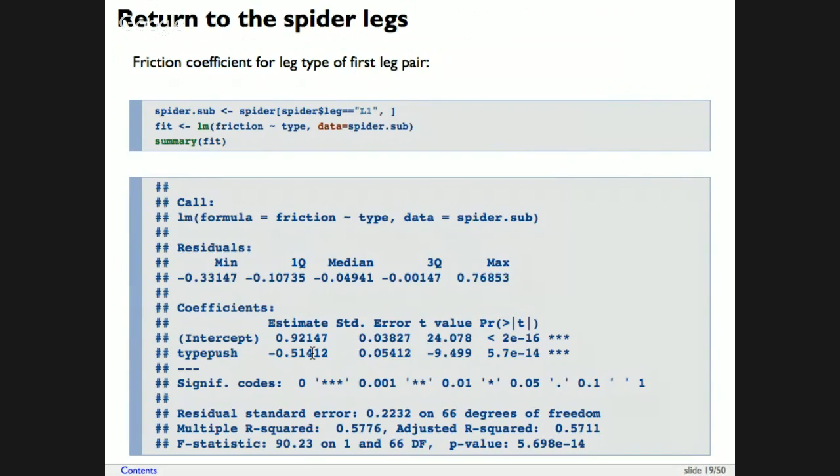So this second estimate we can interpret as the difference in friction coefficient for pushing relative to pulling. And it's saying that the friction coefficient is 0.51 less for pushing than it is for pulling. From the standard error, we could convert that into a 95% confidence interval just by multiplying it by 1.96. And from the t-value, we get this very small p-value. So that is telling us that the null hypothesis of no difference between pushing and pulling is not very likely, or it's not very likely that we would have observed so large a t-value if that were true, that there were no difference between pushing and pulling, and the difference we observed were just due to random sampling variation.